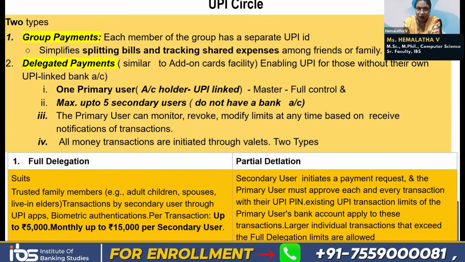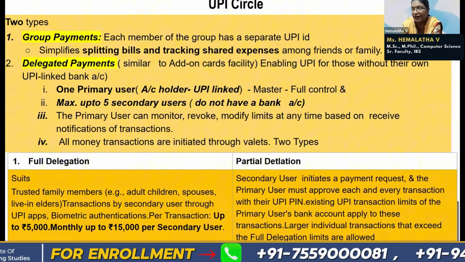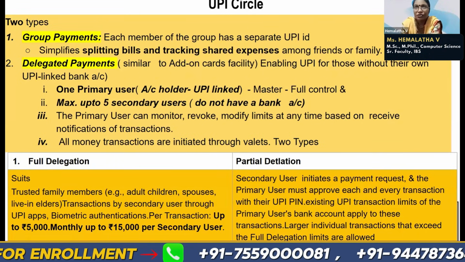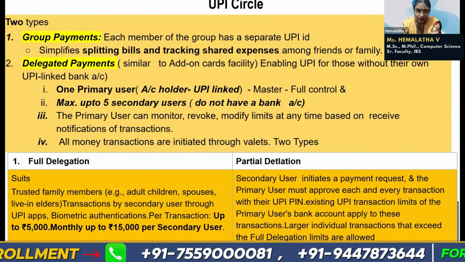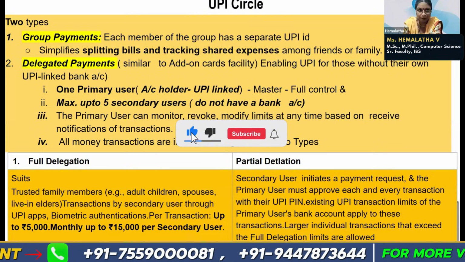Group payments. One thing is, you go and buy a gift for your colleague's wedding, from all of your staff members. For that, one person pays and then you share it as a group payment. You split the bill and you pay. That is a group payment.